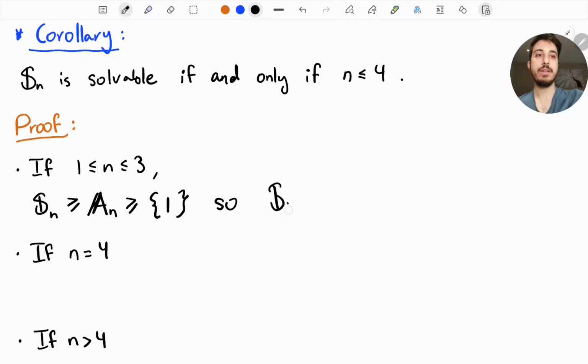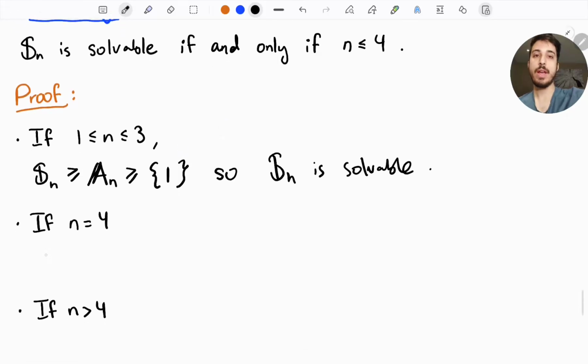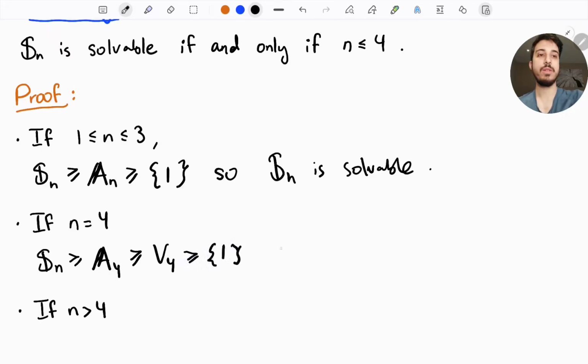So here, Sn is solvable for n between 1 and 3. If n is equal to 4, and we take the commutator subgroup of Sn, we get back the subgroup A4, and the commutator subgroup of A4 is proven to be V4, the Klein four-group. But because V4 is an abelian group, the commutator subgroup of V4 is the trivial subgroup. So since we've reached the trivial subgroup after a finite number of steps, S4 is solvable.